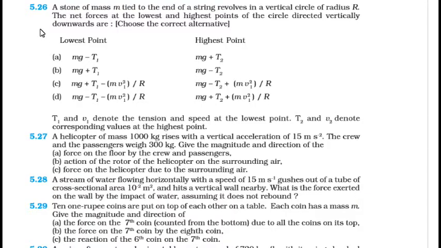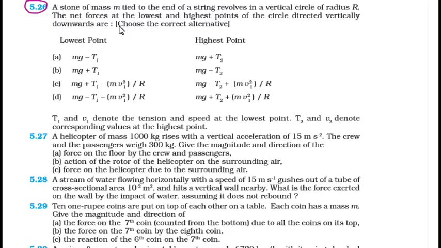So the next question is 5.26. A stone of mass m tied to the end of a string revolves in a vertical circle of radius R. The net force at the lowest and highest point of the circle directed vertically downwards are: choose the correct alternative. A: lowest point mg minus T1, highest point mg plus T2.